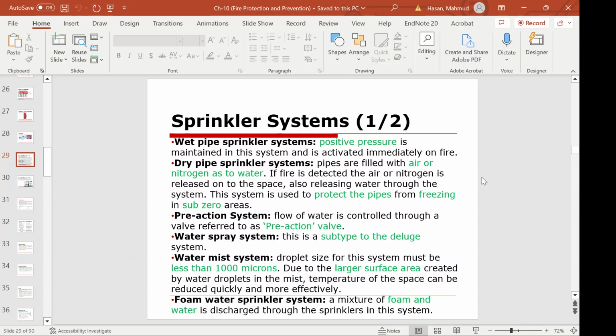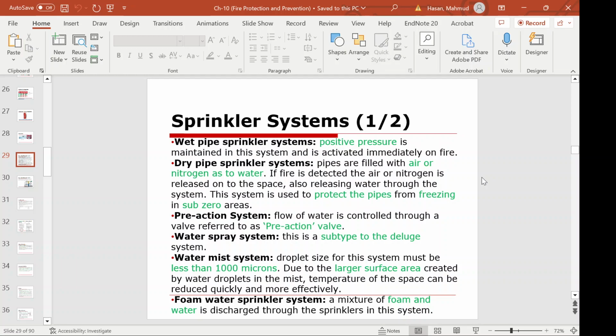So if you fill it with air or nitrogen, and the sprinkler system detects any kind of fire, then the air or nitrogen comes out in a burst. So ultimately the liquid water also comes down. This way you can avoid any bursting of the pipes during the winter time.